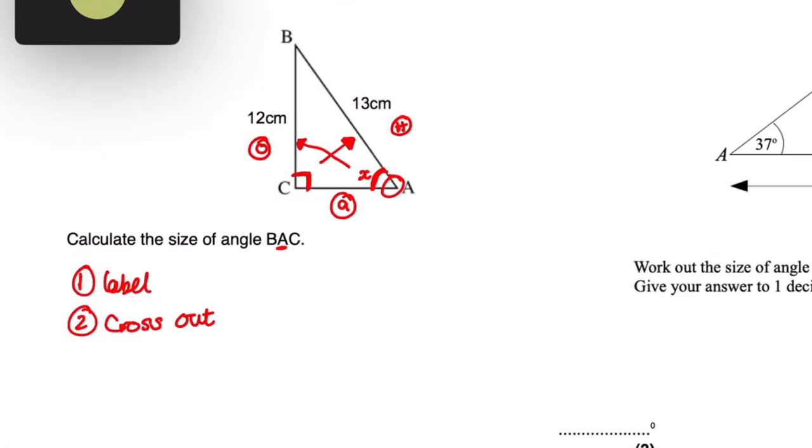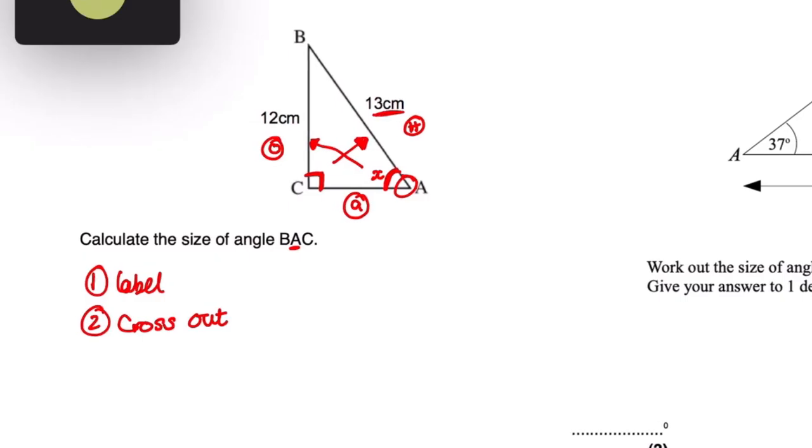Okay, the side that we don't need. So we need the hypotenuse because that's 13, that's giving us a number, it's useful. We need the opposite because 12 is there, it's useful. We don't need the adjacent because we're given no information about the adjacent at all.